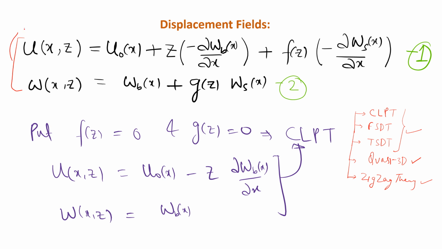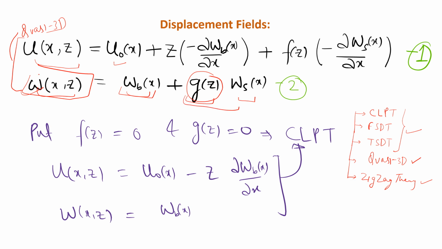These are the displacement fields for quasi 3D theory. The displacement field for the beam, u of x,z, is written as u naught of x plus z times minus del wb by del x plus f of z into minus del ws by del x, and w of x,z is written as wb of x plus g of z into ws of x. Here g is a function of z, so w of x,z is not only a function of x but also a function of z.